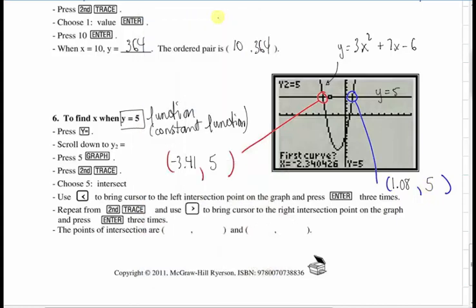Okay, so you have 2 points of intersection, one at negative 3.41 and 5, and one at 1.08 and 5. But if you're asked to find x when y is equal to 5, you can say that x is equal to negative 3.41 and x is equal to 1.08. Okay, so that concludes our discussion on how to use your TI 83 or 84 calculator.